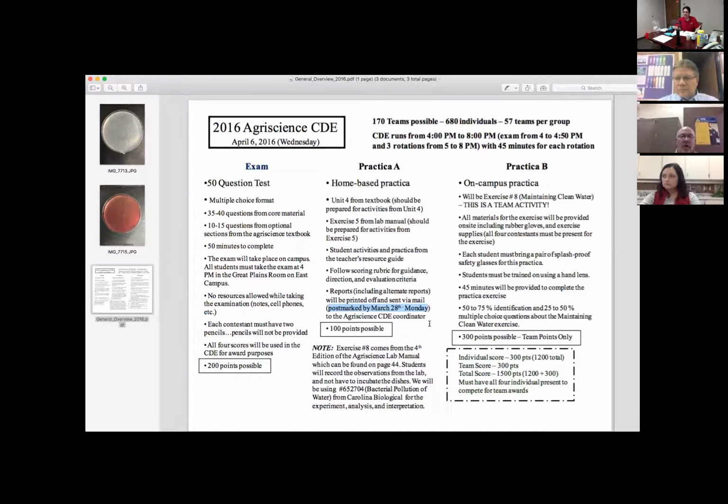My address is in the document that I emailed several weeks ago, and it's also online. So all that information is there for you, and it's in the Nebraska Career Development Event Agriscience document. The exam is 100 points possible. Any questions about Practicum A that's done at home?